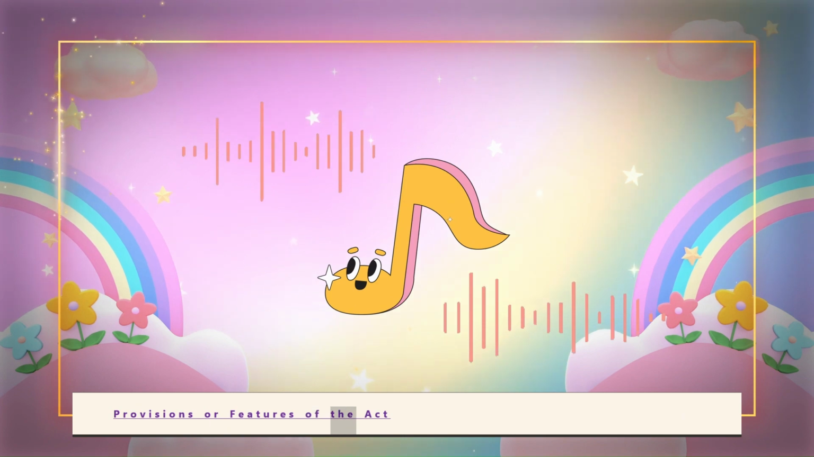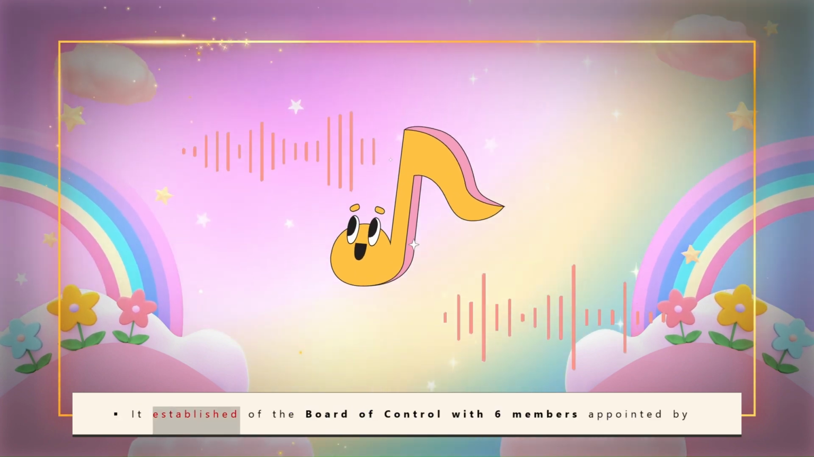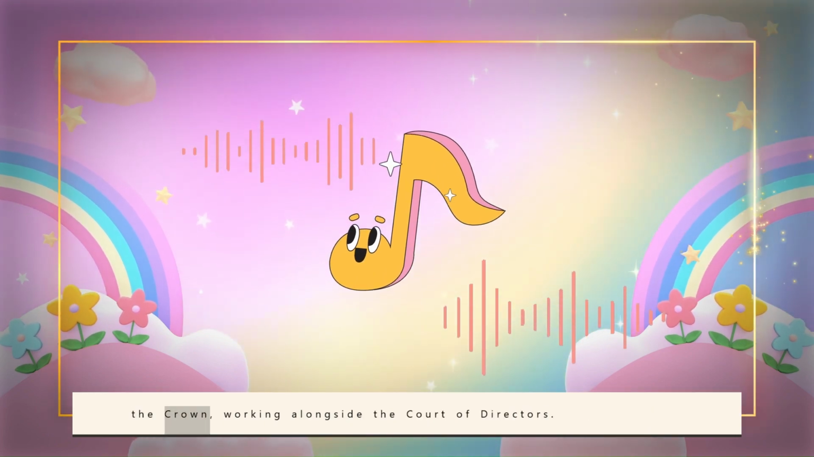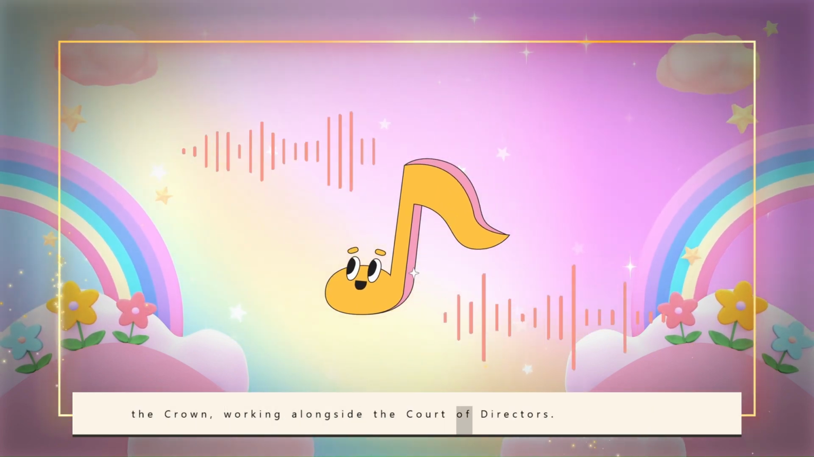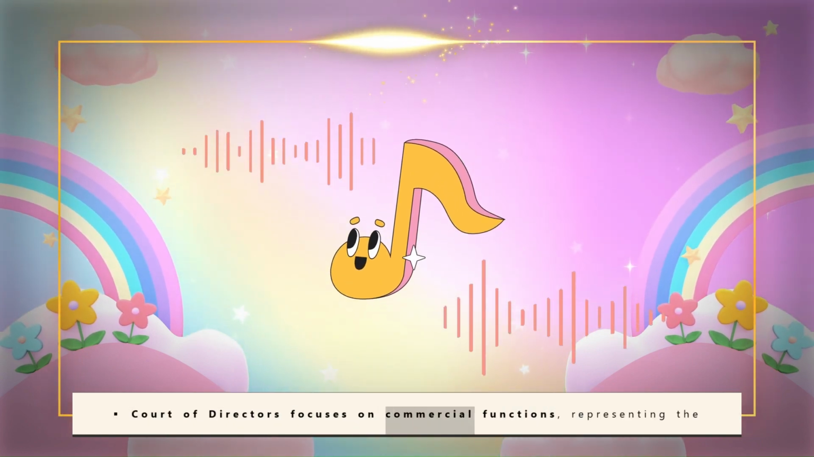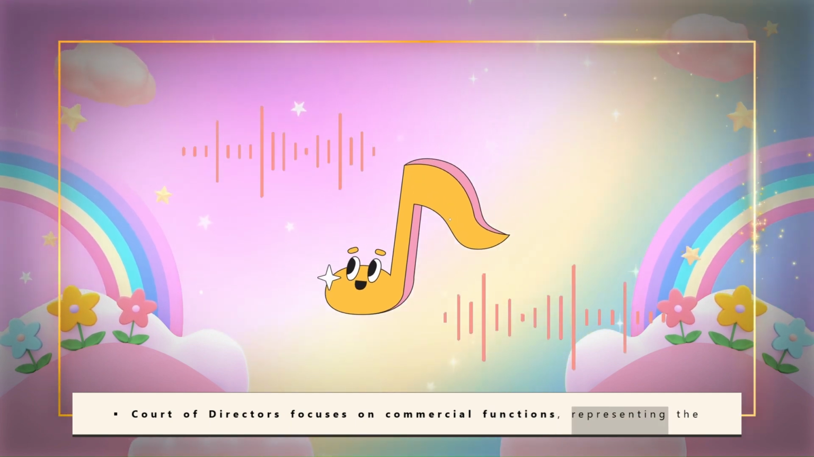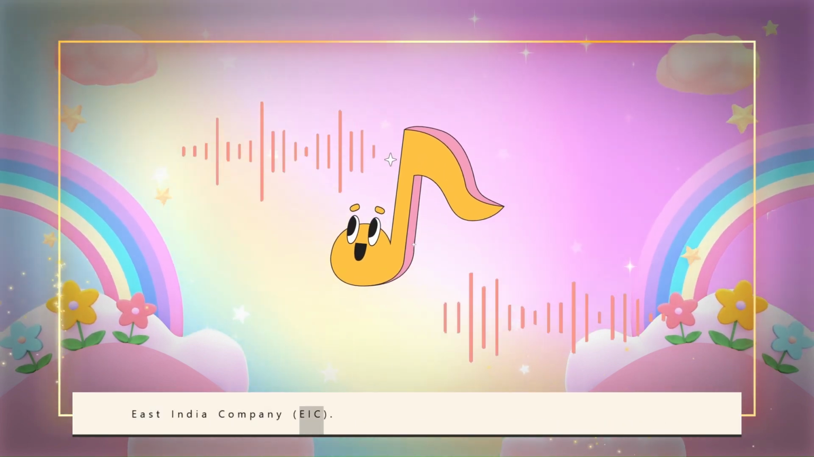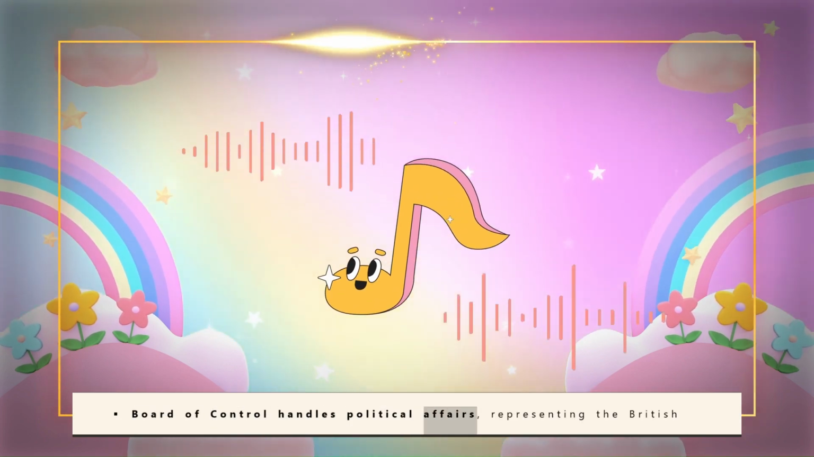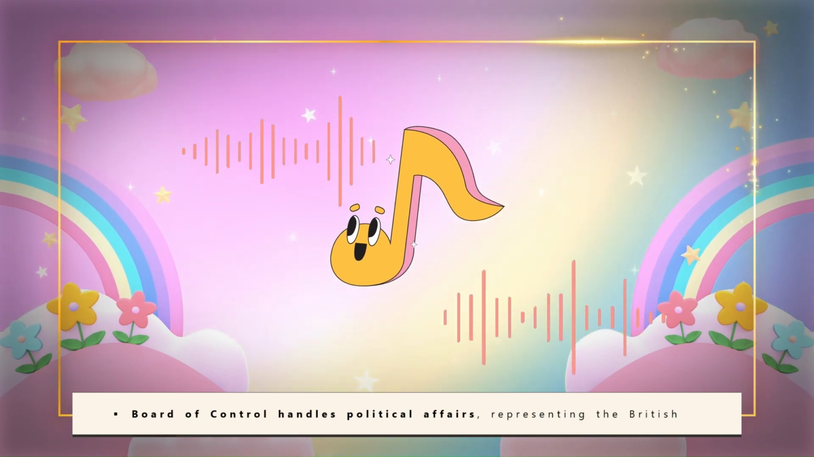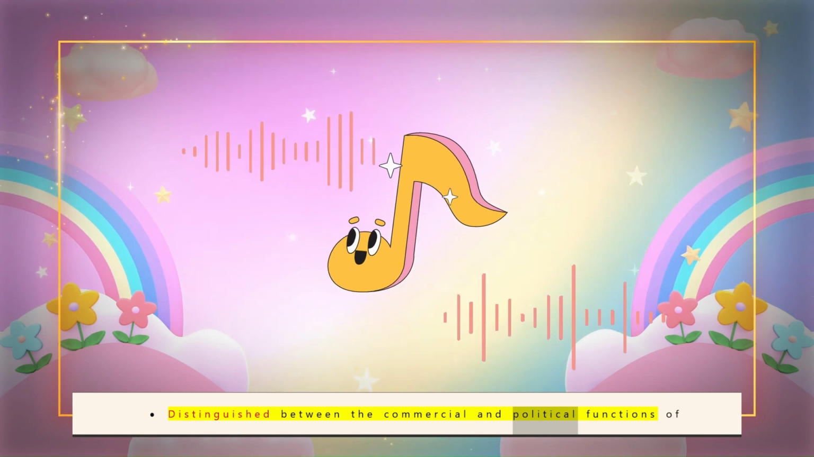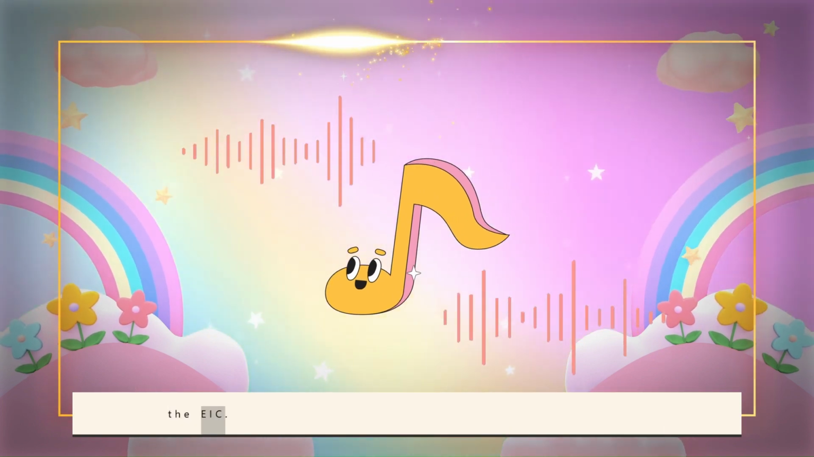Provisions or features of the Act. It established the Board of Control with 6 members appointed by the Crown, working alongside the Court of Directors. The Court of Directors focuses on commercial functions, representing the East India Company, EIC. The Board of Control handles political affairs, representing the British Crown. Distinguished between the commercial and political functions of the EIC.